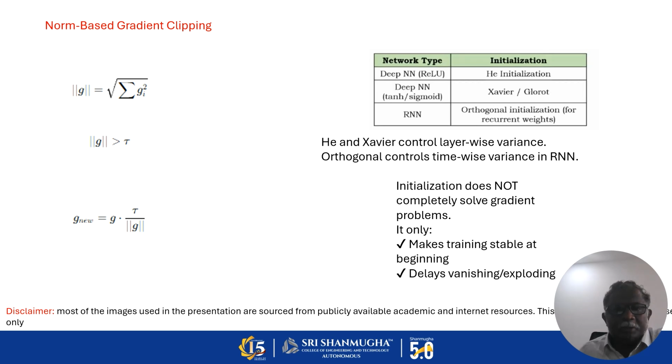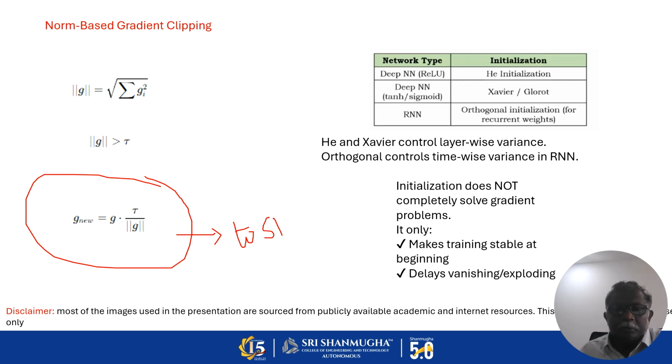To avoid the exploding gradient problem, we can use norm-based gradient clipping. In this we use a norm-based formula, where tau is a threshold. Even though the weight update is very huge, when you use this formula you can get a small value of g. That will lead to the stability of the network, which is the advantage of using gradient clipping.